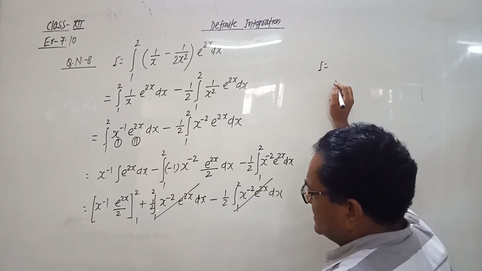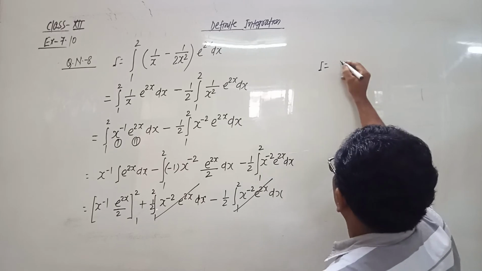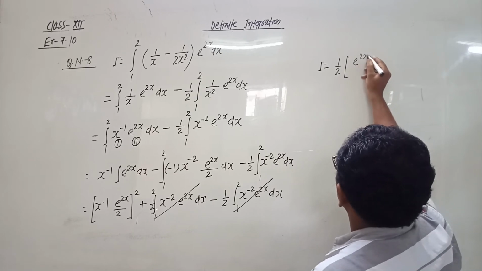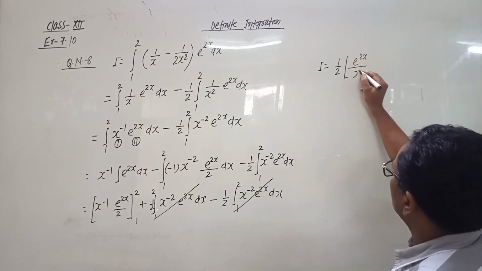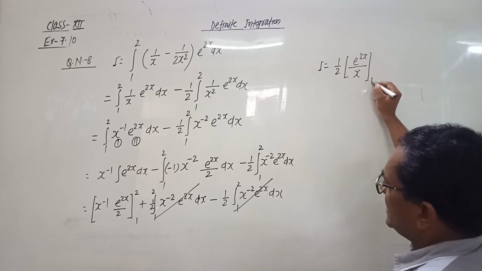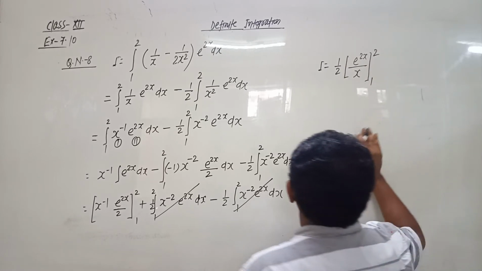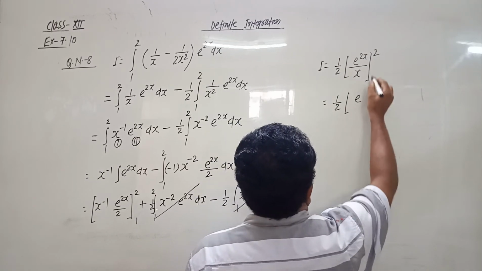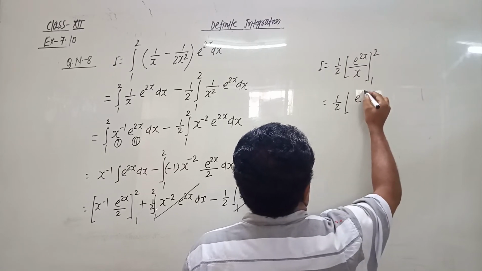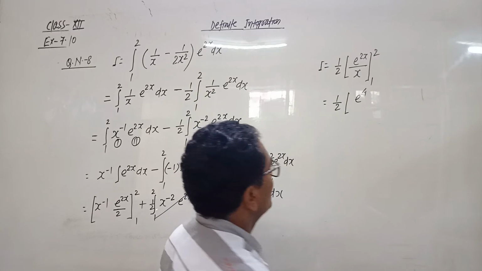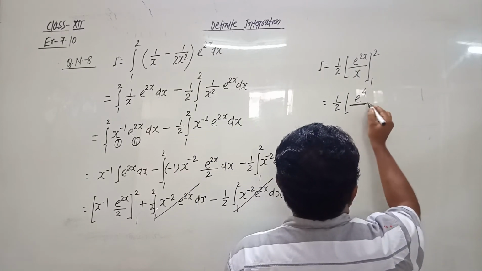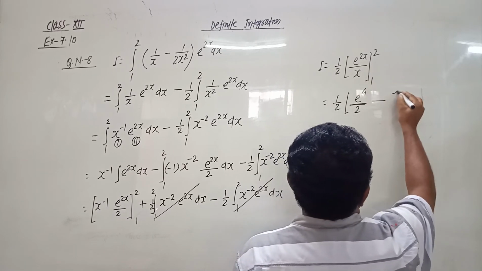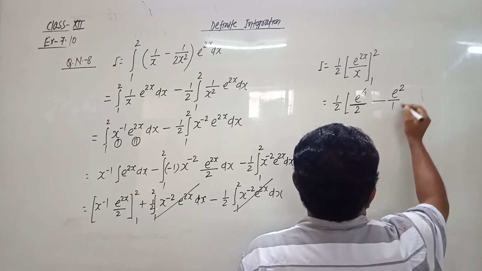x raised to the power minus 1, it can be written as 1 by x, and 1 by 2 taken outside. So it becomes e raised to the power 2x upon x, since x raised to the power minus 1 is written as 1 by x, and limit from 1 to 2. Then we put the limit. So 1 by 2, e raised to the power 2x, and the value of x we have to put 2. So e raised to the power 4 upon the value of x, 2, minus we put lower limit. So e raised to the power 2 upon 1.